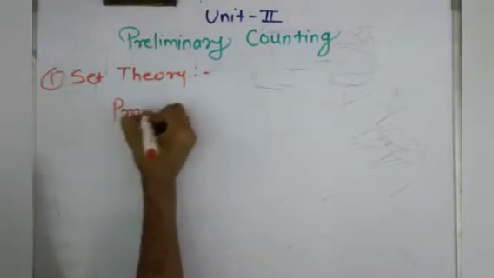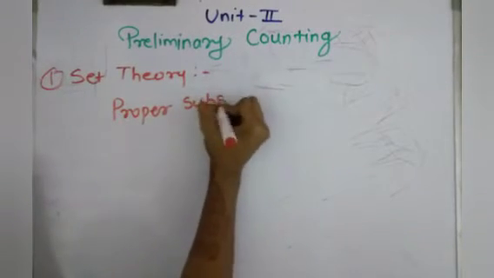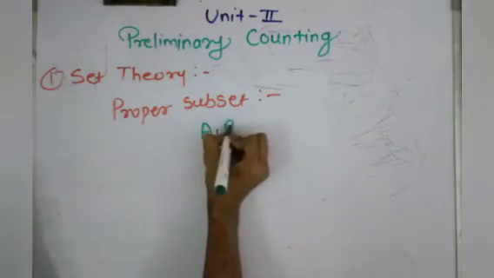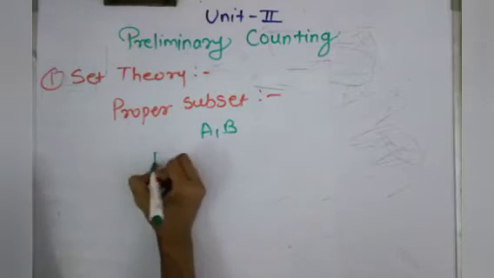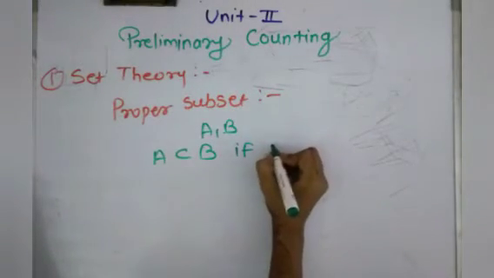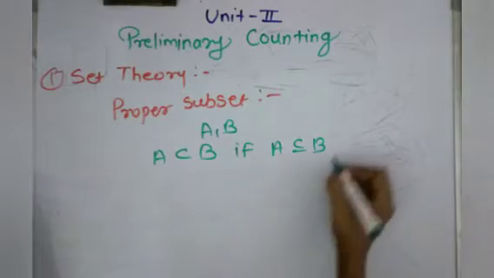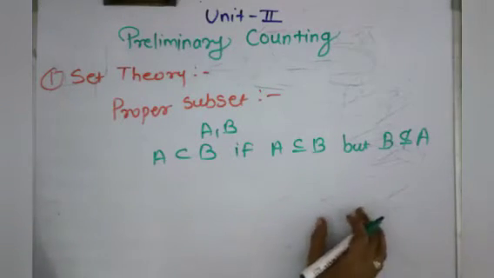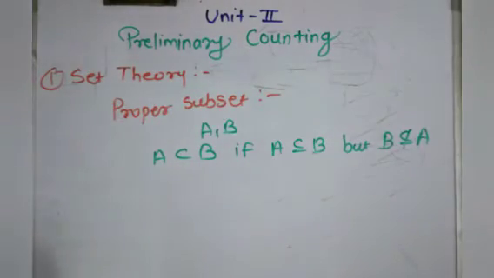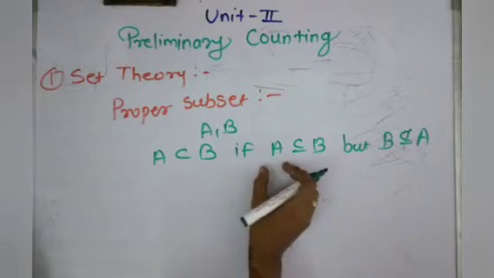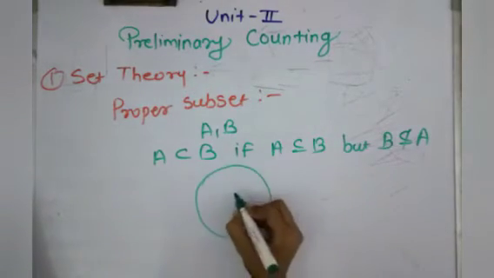Now next one is proper subset. In proper subset, there are two sets A and B. A is a proper subset of B if A is a subset of B but B is not a subset of A. Then we can say that A is a proper subset of B. I repeat, A is a proper subset of B if A is a subset of B and B is not a subset of A.